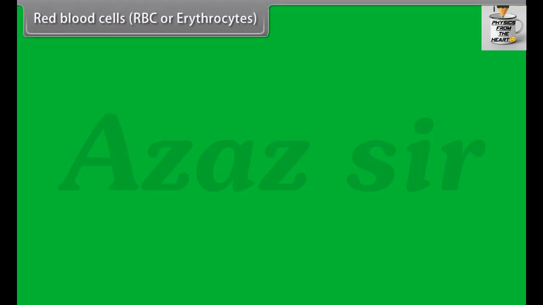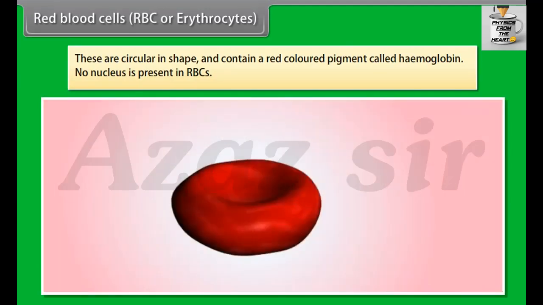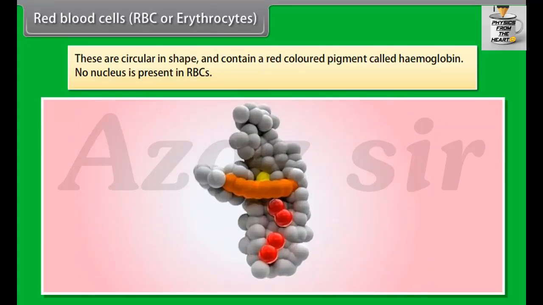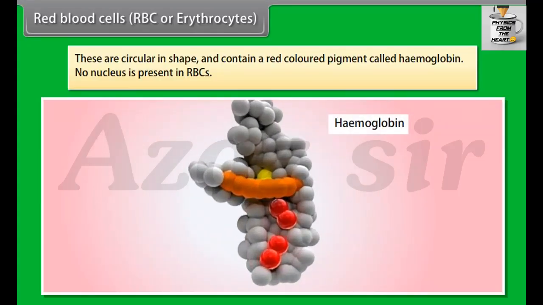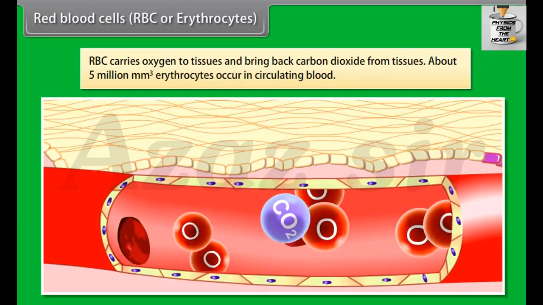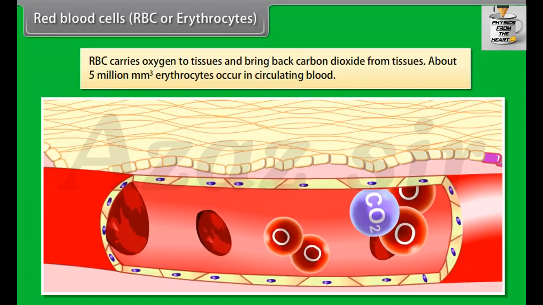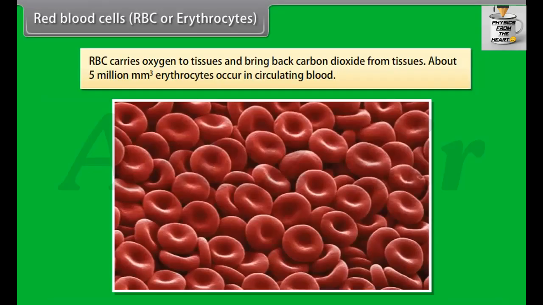Red blood cells, RBC, or erythrocytes. These are circular in shape and contain a red-colored pigment called hemoglobin. No nucleus is present in RBCs. RBC carries oxygen to tissues and brings back carbon dioxide from tissues. About 5 million per mm³ of erythrocytes occur in circulating blood.